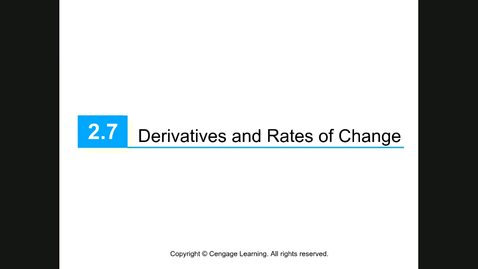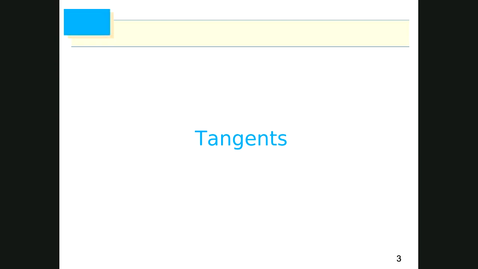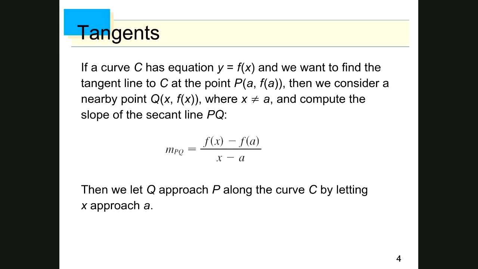All right, so let's look at limits and derivatives. All right, so derivatives and rate of change. Now we discuss what we call tangents. Now if I give you a curve C that has equation, so let me get my pencil.